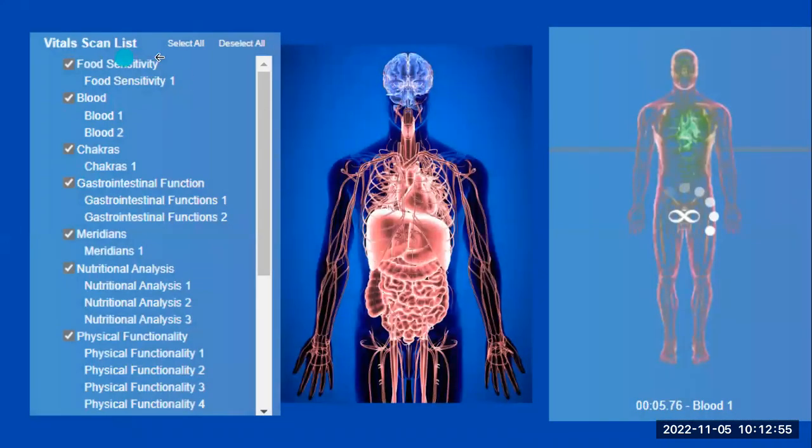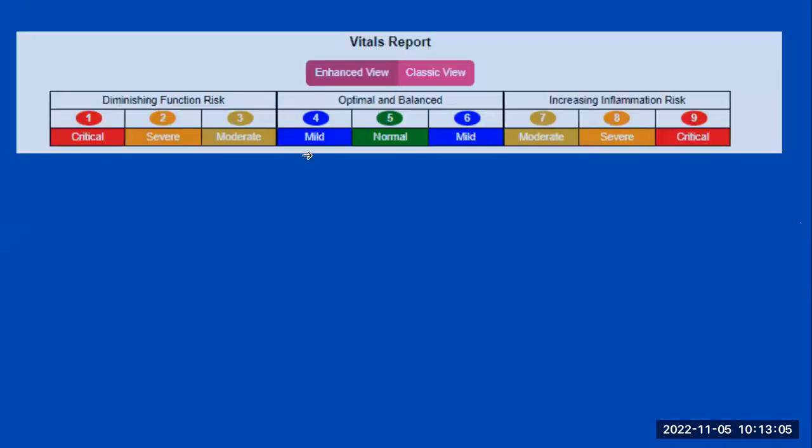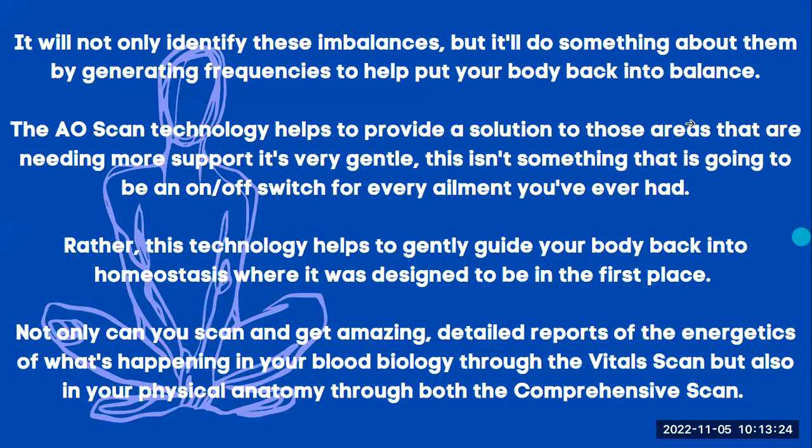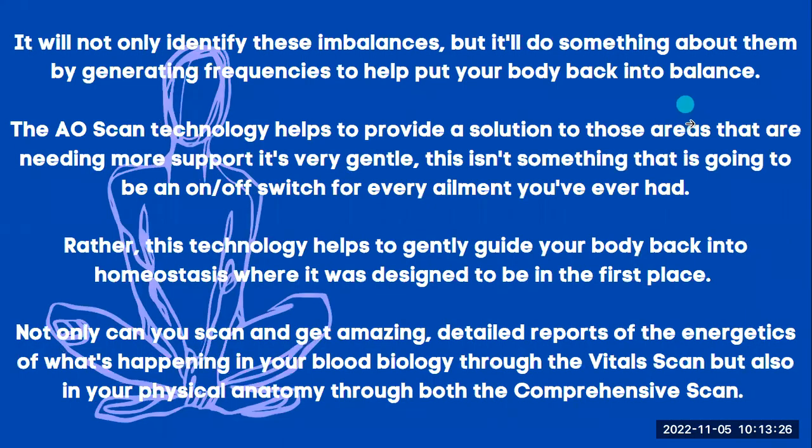And then here is the vital scan. These are the different things you see when you're running the scan. These are just graphics I used in the deck. Here's the vitals report and the CBC. You can notice here's the legend that we follow: 5 being normal, 9 being high inflammation risk, and 1 being diminishing function risk. So it will not only identify these imbalances, but it will do something about them.